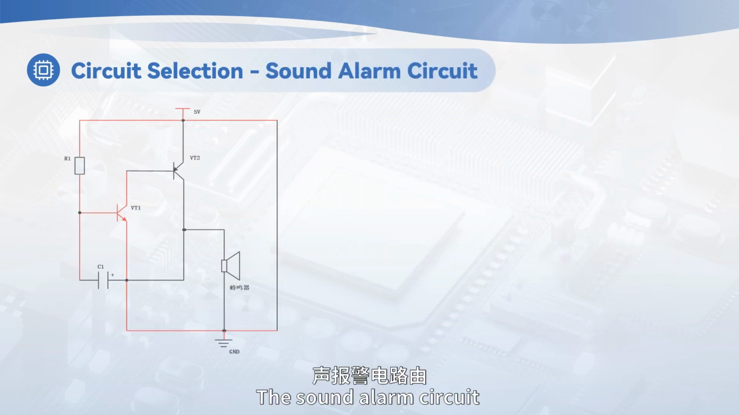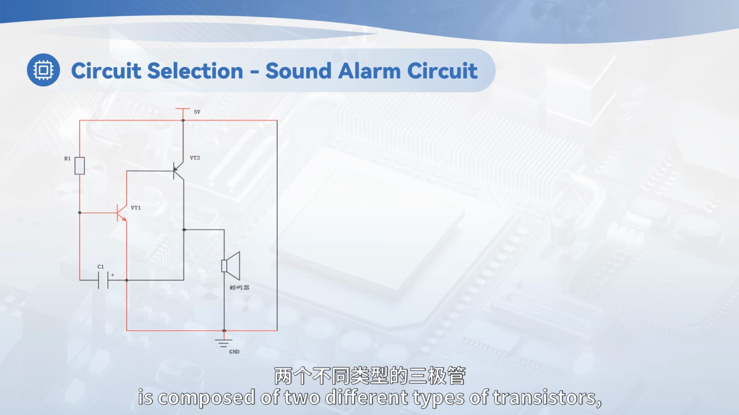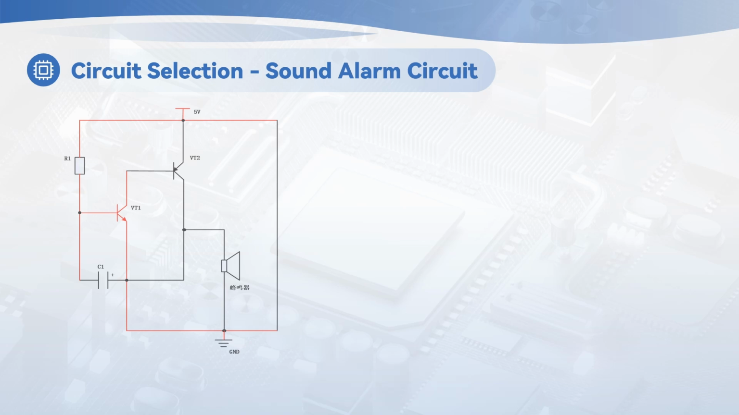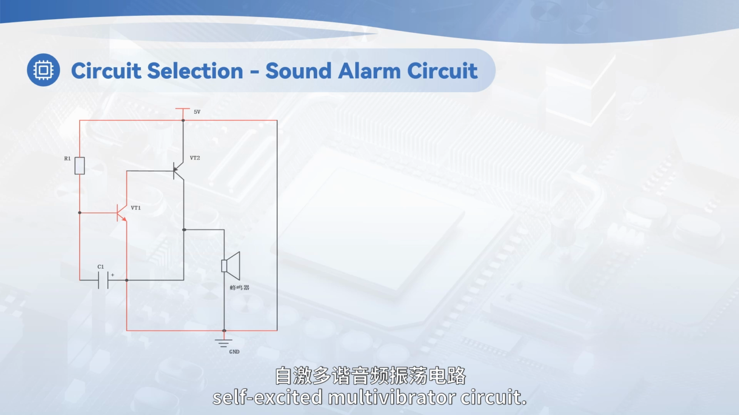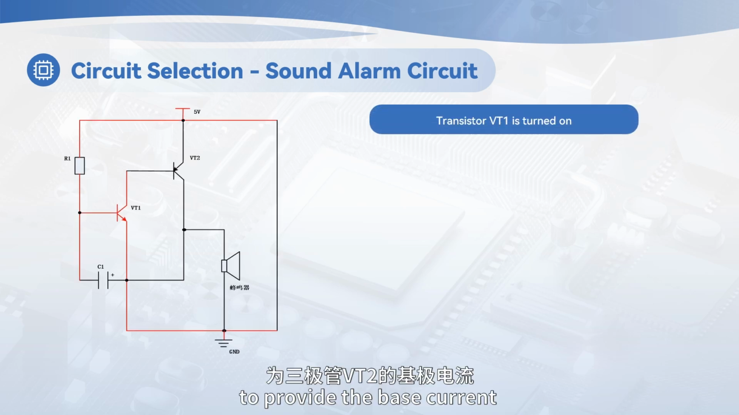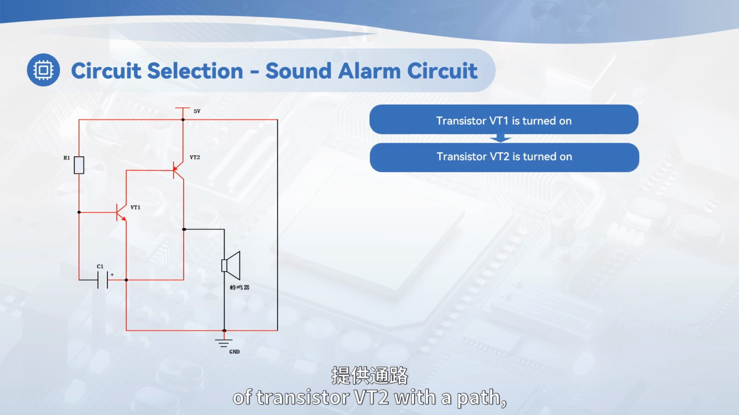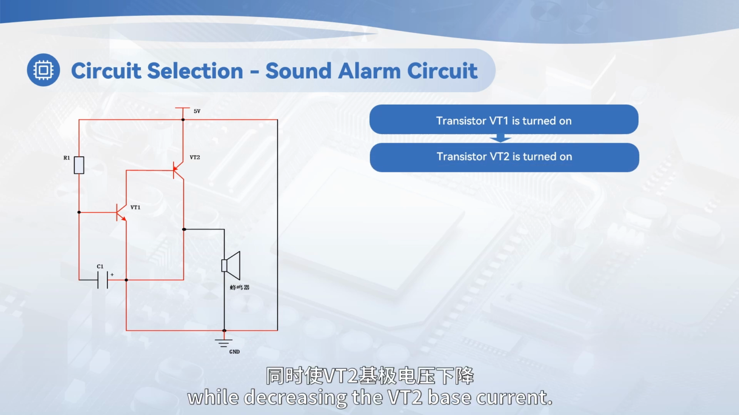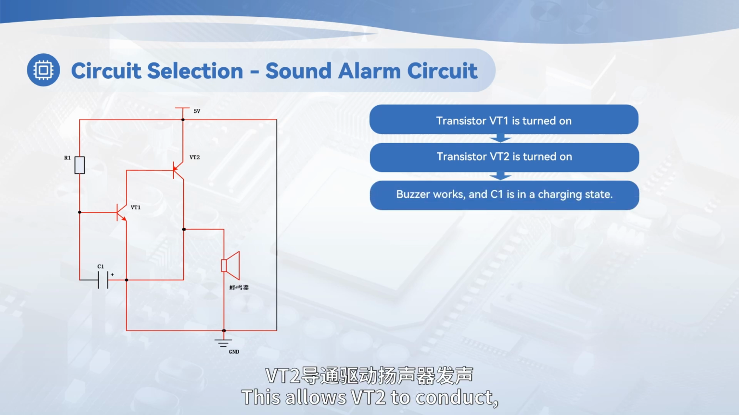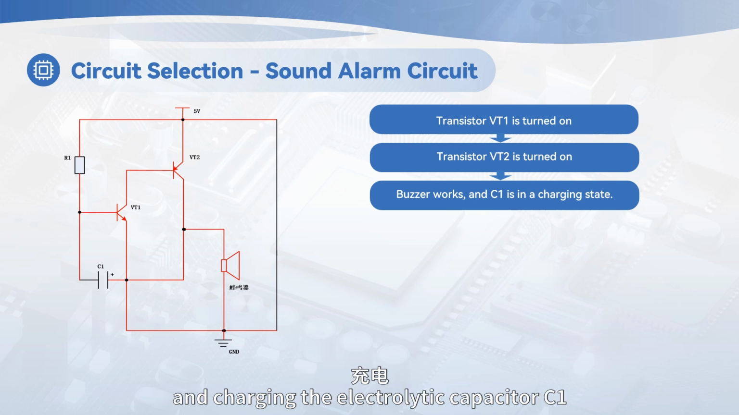The sound alarm circuit is composed of two different types of transistors, speakers, capacitors, and resistors. This circuit is a complementary self-excited multivibrator circuit. Its operating principle is as follows. When the switch turns on, transistor VT1 is on to provide the base current of transistor VT2 with a path, while decreasing the VT2 base current. This allows VT2 to conduct, driving the speaker to produce sound and charging the electrolytic capacitor C1.